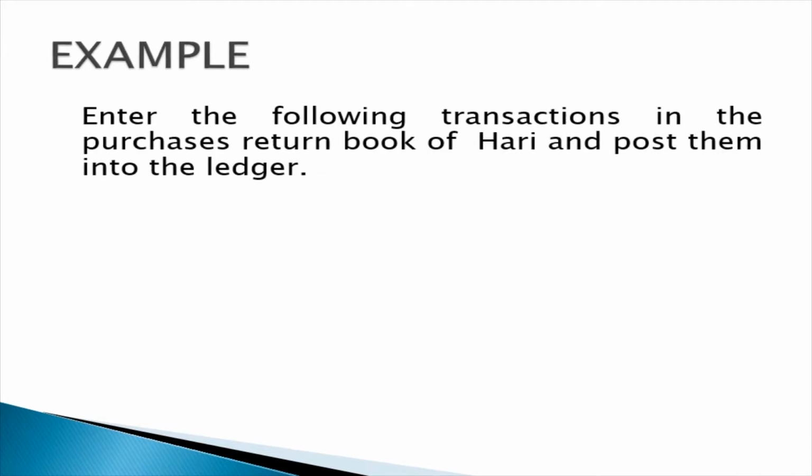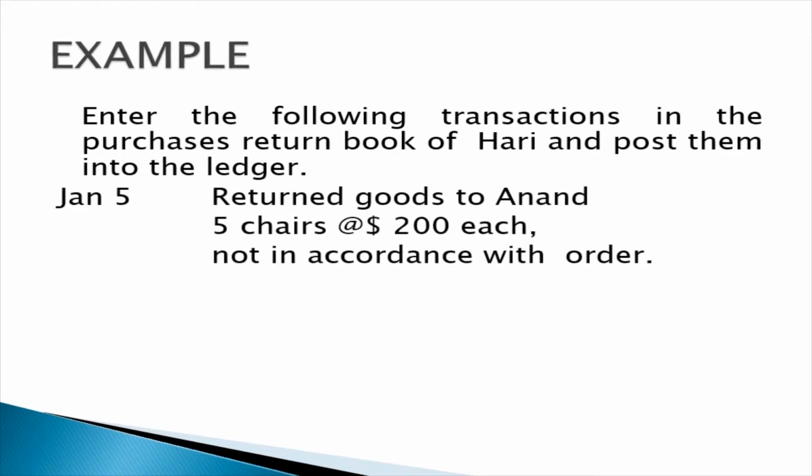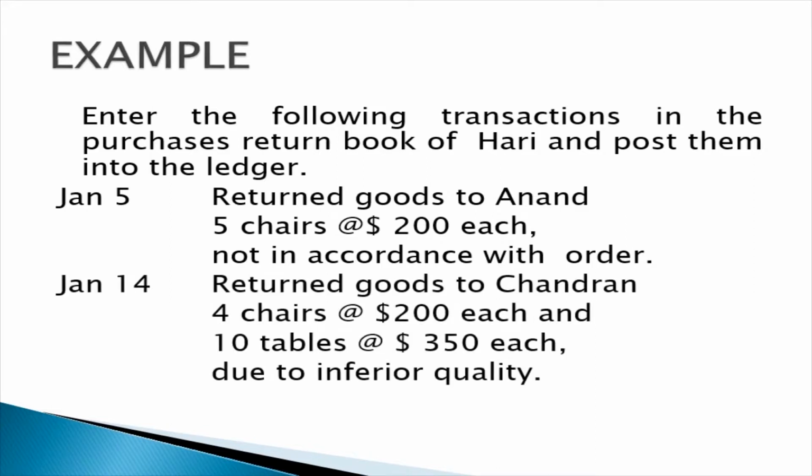Now, let's come to the example of purchase return book. Enter the following transactions in the purchase return book of Hari. January 5th, return goods to Anand, 5 chairs at $200 each. Reason is not in accordance with order. Next one is on January 14th, return goods to Chandran, that is 4 chairs at $200 each and 10 tables at $350 each. The reason is inferior quality. Now, let's have a look at the solution.